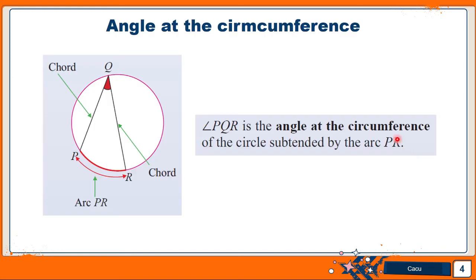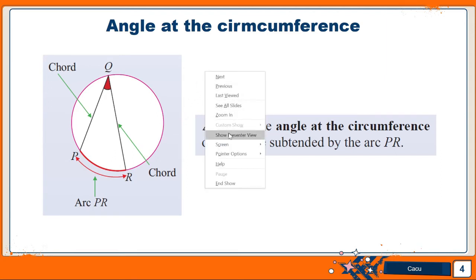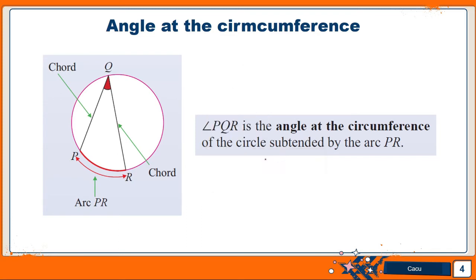Now we are going to look at angle at the circumference. What is angle at the circumference? You can see the angle here, angle PQR. This angle is the angle at the circumference, which is subtended by the arc PR. You need to know this very well because later on there will be a lot of questions that involve the angle at the circumference.